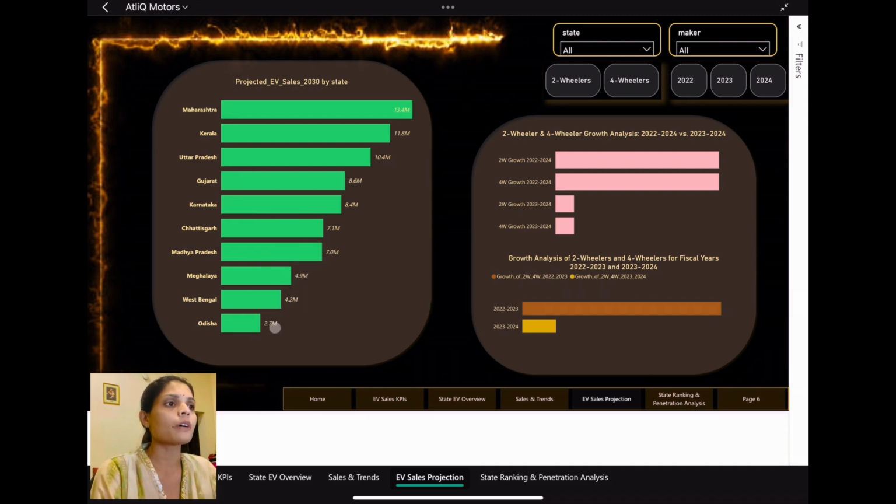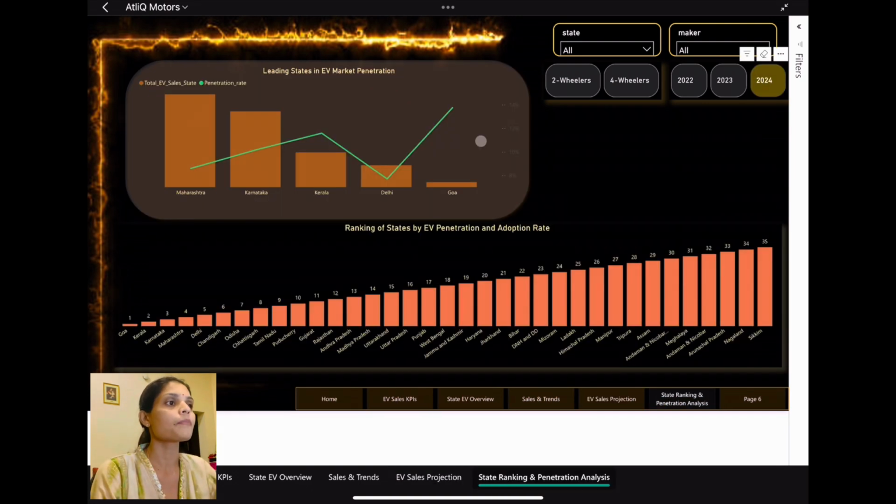Odisha with about 2.7 million units might seem smaller but has strong growth potential. Targeting such emerging markets early could give Atliq Motors a competitive edge as these markets develop.